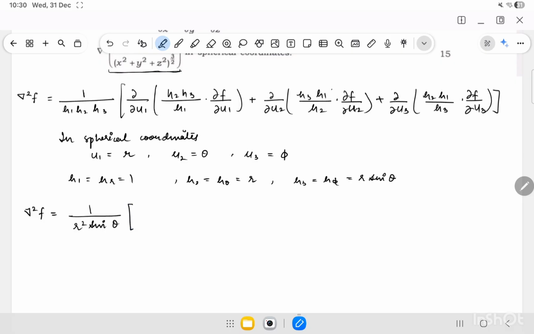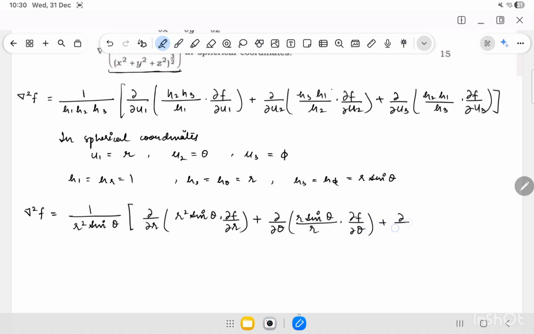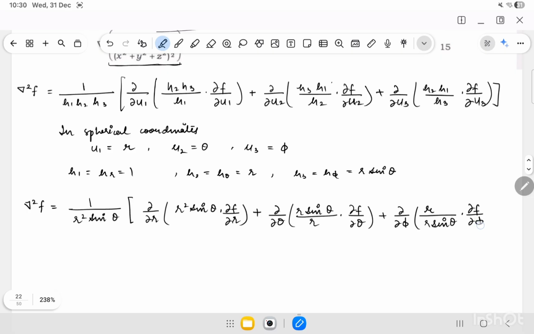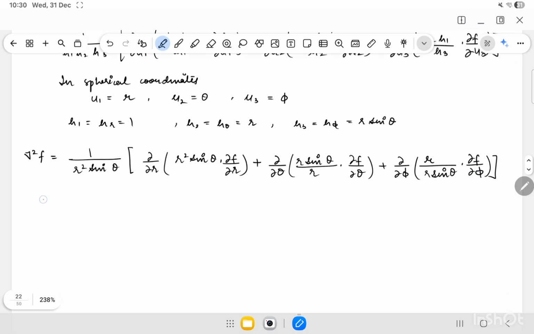times del by del r of h2 times h3, that is r square sin theta, times del f by del r, plus del by del theta of h1 times h3, that is r sin theta, divided by h2, that is r, times del f by del theta, plus del by del phi of h2 h1, that is r, divided by h3, that is r sin theta, times del f by del u3, that is del phi.